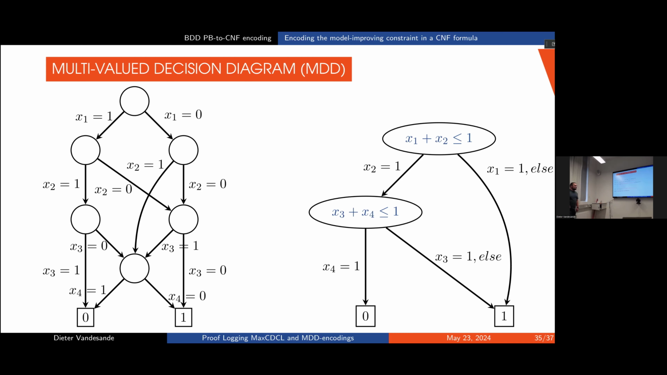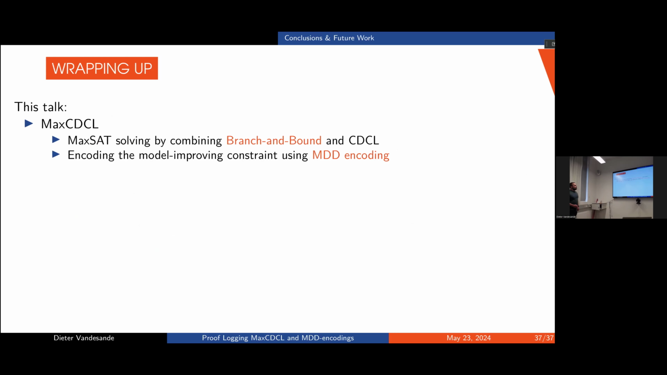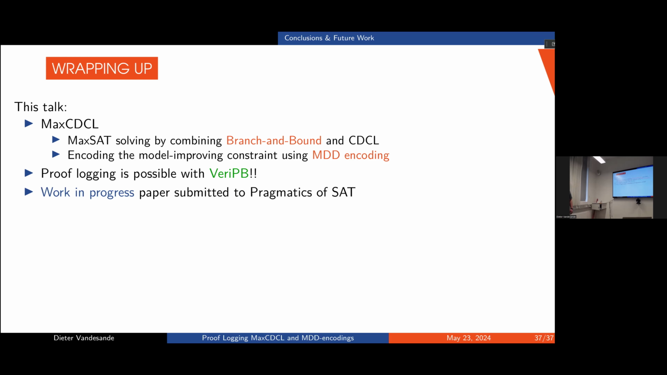So, what will be next? Well, first of all, let me wrap up. We have shown you how to provide proof logging for MaxCDCL, which is a branch and bound solver that includes interesting clause learning, and we have shown how to proof log the encoding of MDD encodings. And luckily, proof logging is possible with VeriPB, and we are currently submitting a work in progress paper to Pragmatics of SAT. So what's next?